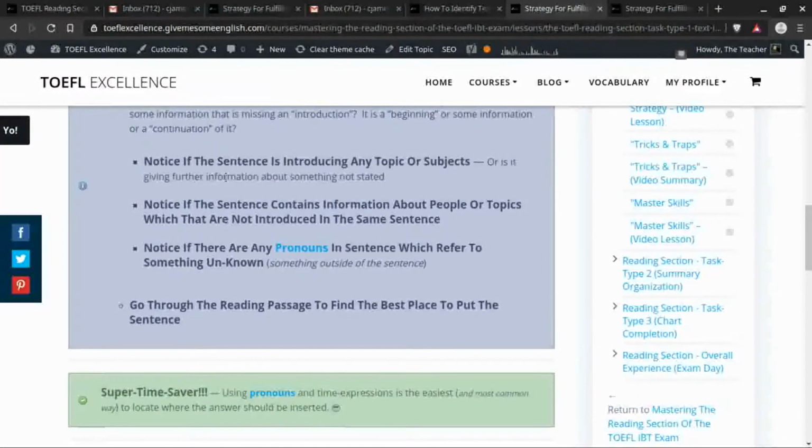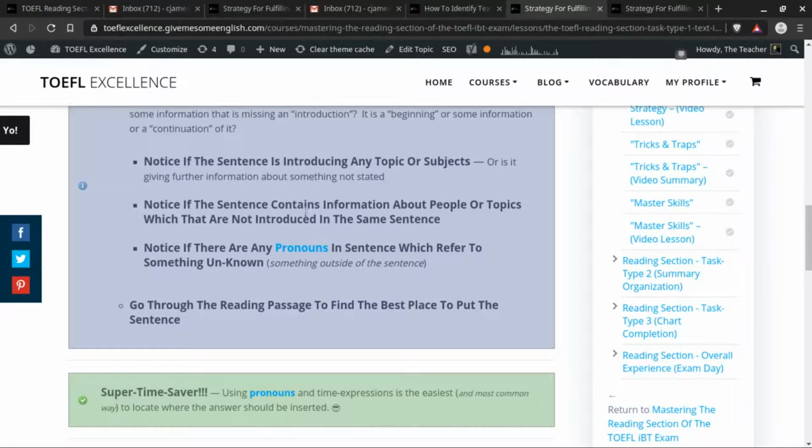So you notice if the sentence is introducing any topics or subjects. In other words, describing it as the first time that they introduce something. This could be the first time they introduce a person's name. If they do, they will usually give the person's first and last name. And in all reading texts, usually the first time they mention someone, they give both the first and last name. And then afterwards, they just refer to that person by the last name. So you can look for that as an idea of where the sentence goes.